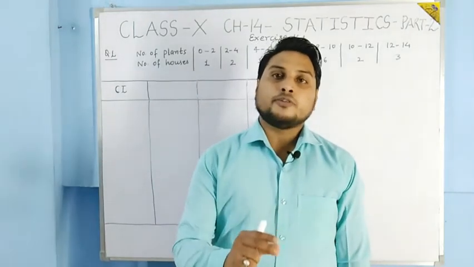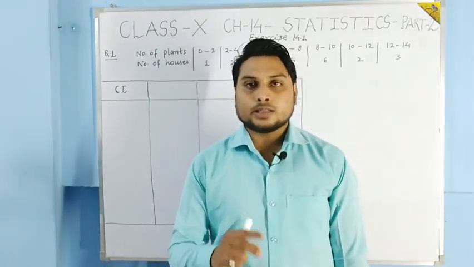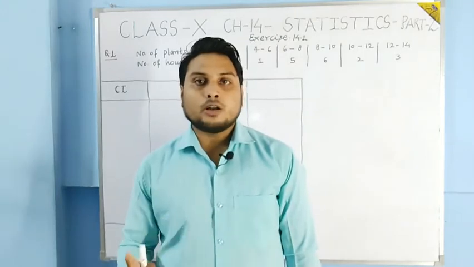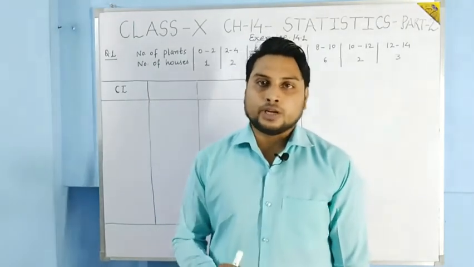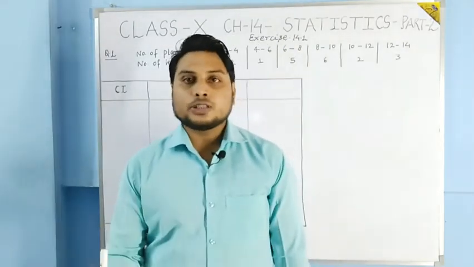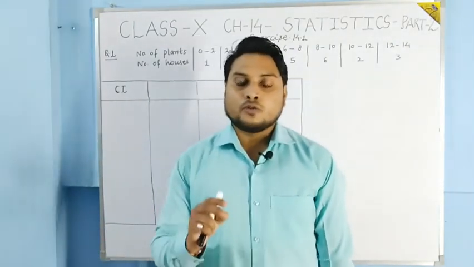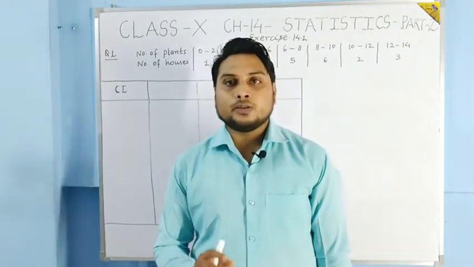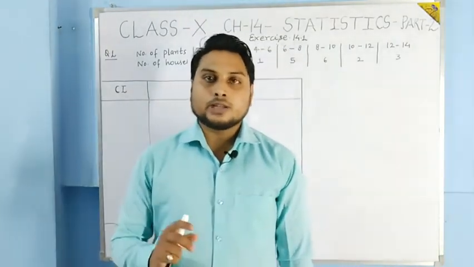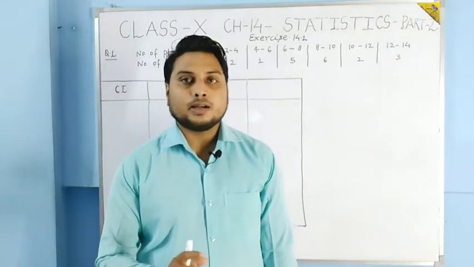So the first one is direct method, the second one is shortcut method or assumed mean method. This we have studied in the last part of the video. If you have not watched the first part of the video, firstly go through that, and after that video, this is the second part, so that you can understand this part easily.